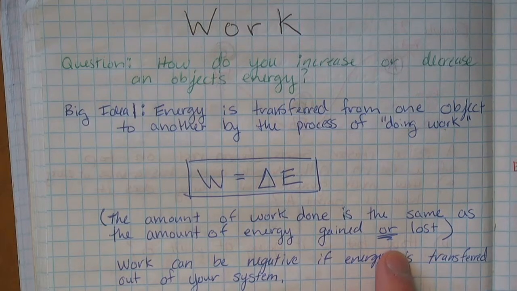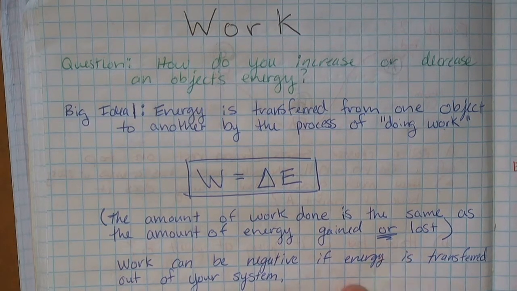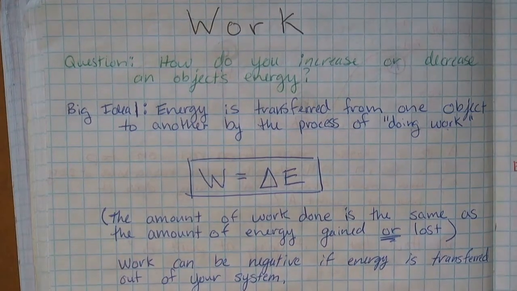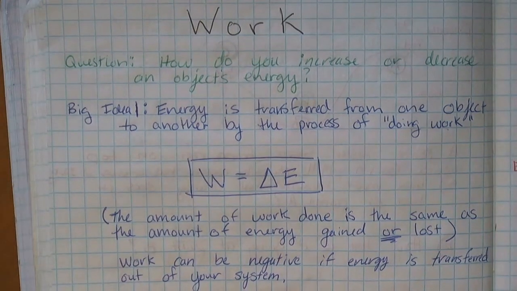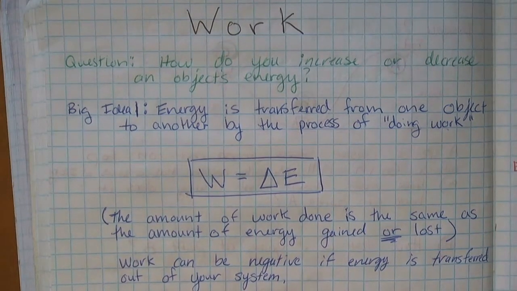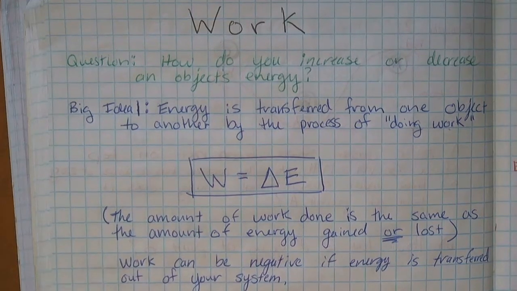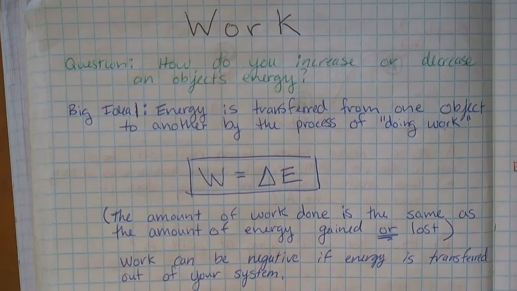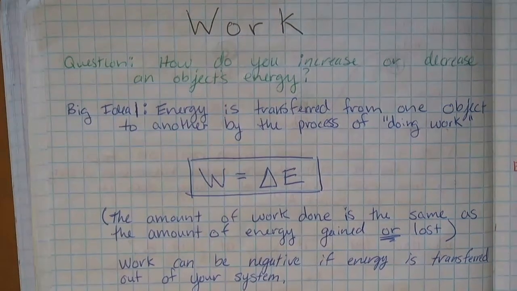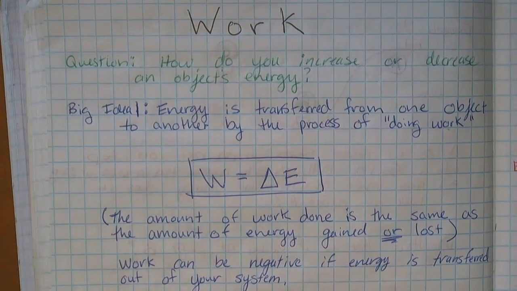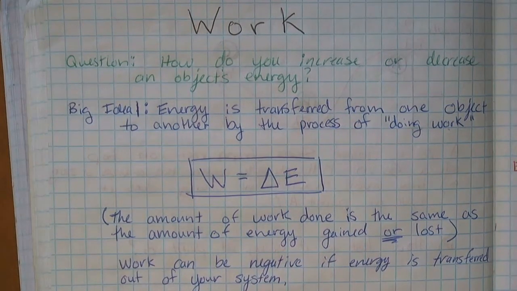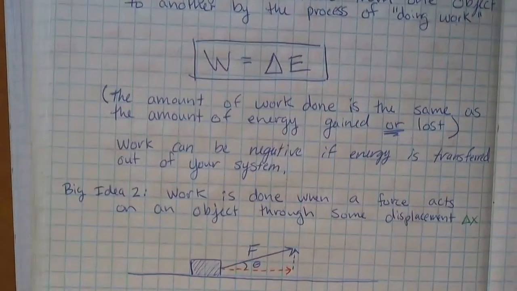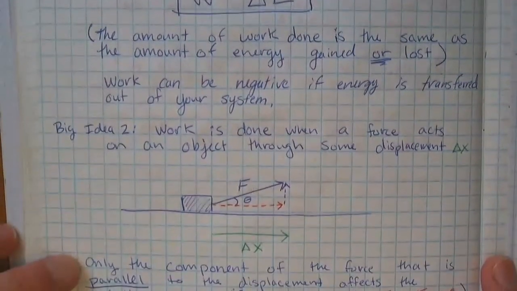So basically if you want to increase something's gravitational energy, you have to do work on the object, just meaning you have to put energy in. And then we also call it work when energy leaves the system. So work would be negative if energy is transferred out of your system. So if maybe you lower an object down or you slow an object down, the work would be negative because energy is leaving, basically.